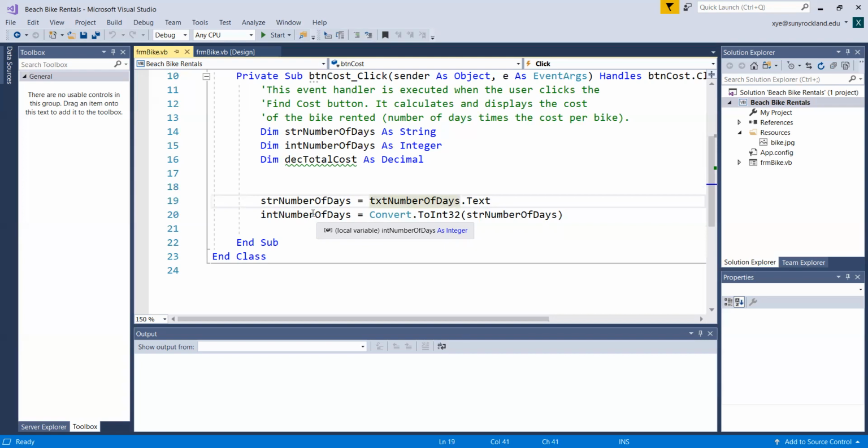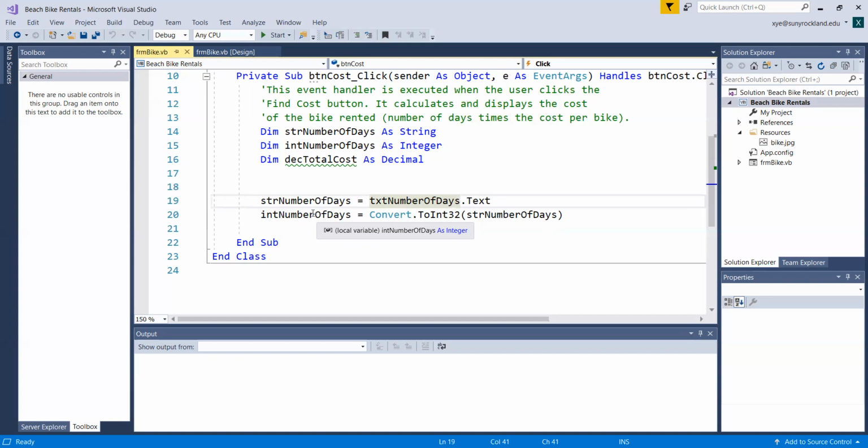From the Convert class, we do ToInt32 to convert. So you see, if you want to perform math calculations, you have to convert string to integer. But if you want to display your result back to the toolbox, back to the object's text property, then you have to convert back to string. Later I'm going to convert back to string, but that's what we learn next time.